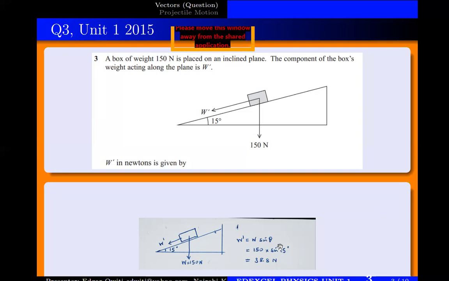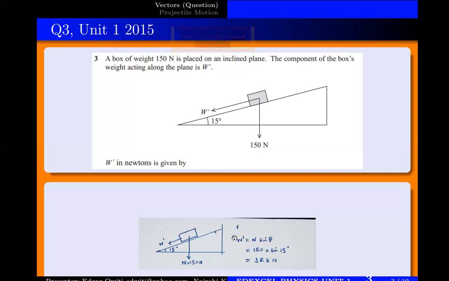So in an inclined plane, there are usually two main forces. There is a reaction force that is perpendicular to the plane, which is a component of the weight, and that is usually given by weight times cosine of theta. And then there is a force that is parallel to the plane, that is W prime, and that is usually weight times sine of theta. So in this particular case, what we need to do is just identify the weight and multiply by the sine of 15.